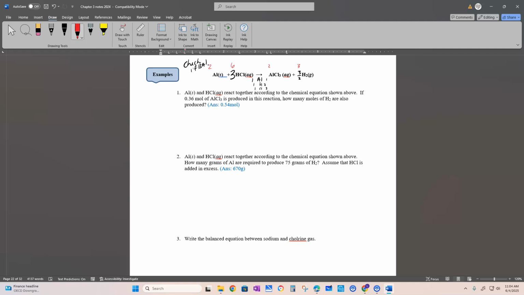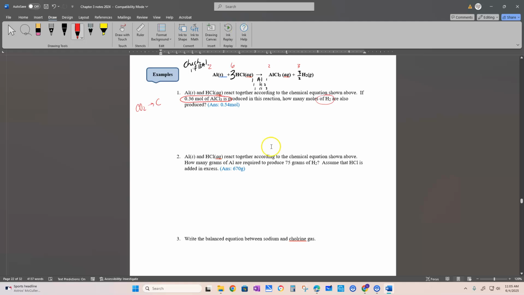The reason why I'm showing you the whole numbers is because when you do stoichiometry, you really don't want to deal with the fractions, but I'm going to show you both ways. So calculation number 1: I have aluminum and HCl that react together. If 0.36 moles of AlCl3 is produced, how many moles of H2 are also produced? Well, I'm changing the chemical, and I need a balanced equation. This is not like going from CO2 to carbon, where I don't need a balanced equation because I can just count what I see. Here I'm changing the chemical completely, from one substance to a different one.